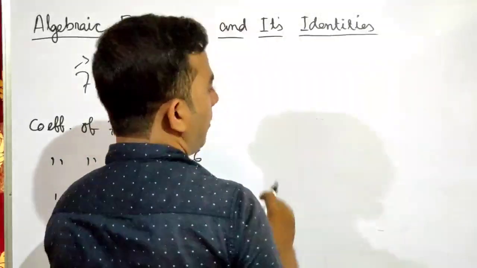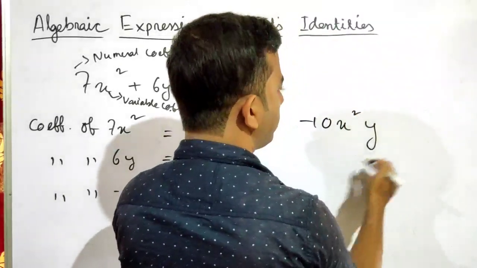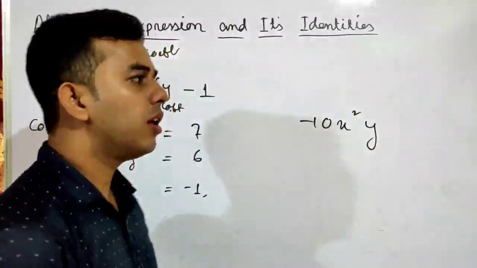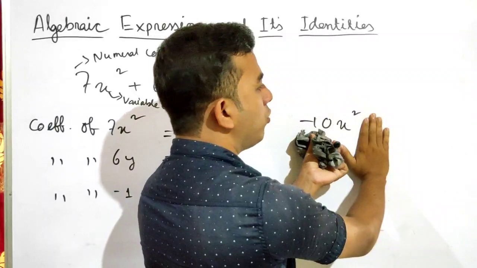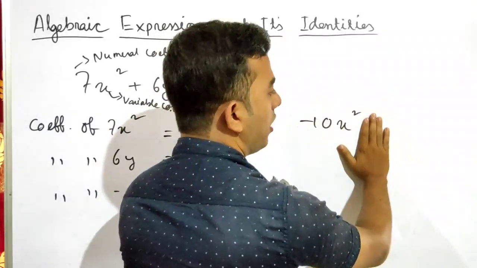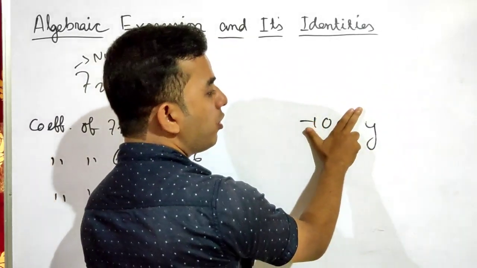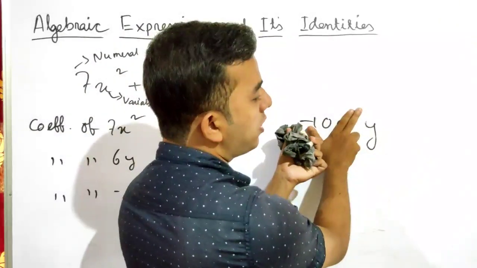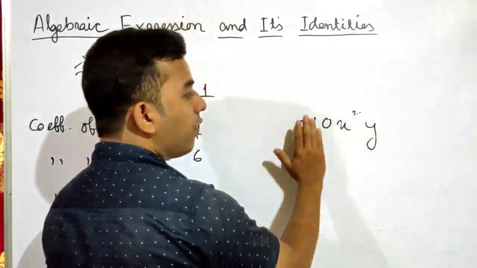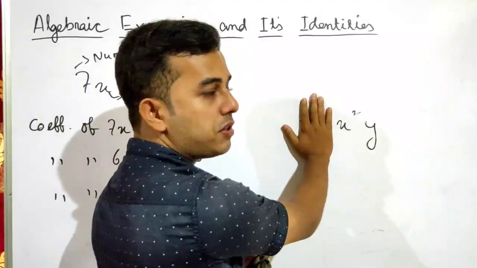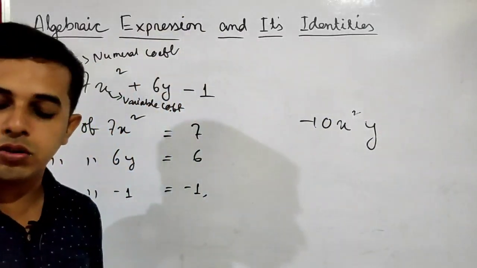Look, one more. For example, minus 10 x square y. What is the coefficient of y here? You will just put your hand over it and the remaining portion will be your answer. That is, minus 10 x square is the coefficient of y. Now what is the coefficient of x square? Put your hand over it. The remaining is minus 10 y, which is the coefficient of x square. What is the coefficient of minus 10? It is x square y. Clear? This is how we can find out the coefficient.